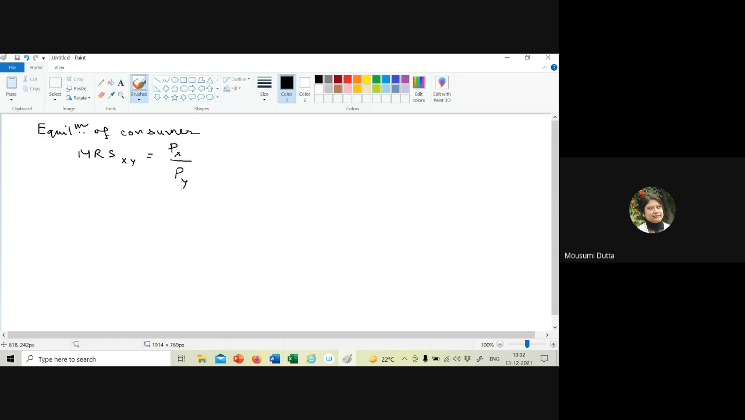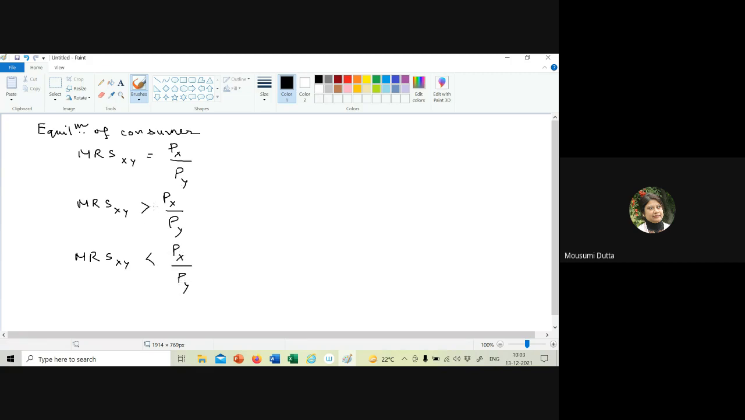Slope of the indifference curve is exactly equal to the slope of the budget line, or the absolute slope of the indifference curve is exactly equal to that of the budget line. So this is consumer's equilibrium, and logically we try to understand why this equality is giving the equilibrium. What is the problem if MRS xy is greater than Px by Py and MRS xy is less than Px by Py?